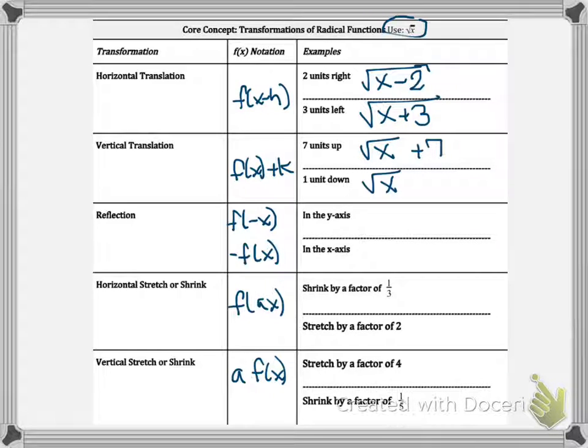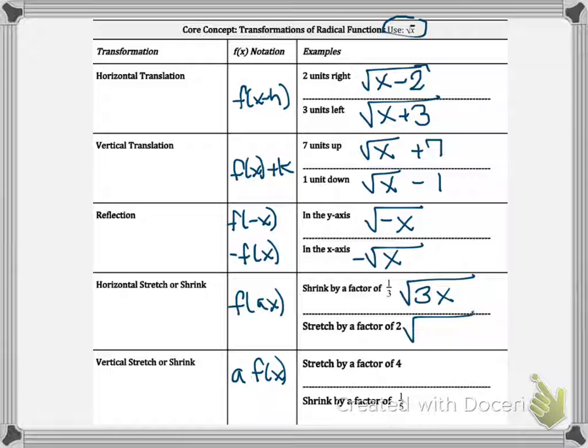1 down is square root of x, and then minus 1 on the outside. A reflection in the y-axis is negative inside, and in the x-axis would be negative on the outside of the square root of x. Shrink by factor of a third, so you do the reciprocal, so that would be 3 on the inside times the x.